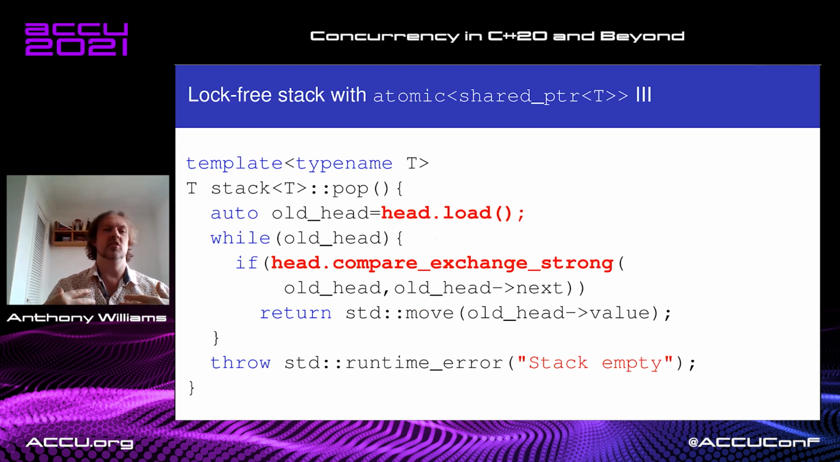And then likewise on pop, you load the old head value, you try and do compare exchange strong. If it succeeds, then you did get the value and you can return the value that you popped. Otherwise, then you didn't get it, so you can loop round again. And if the head was null, then your stack was empty. So in this case, within a throw, you could, of course, use the atomic wait operations because they apply to atomic shared pointer as well to do a blocking pop instead of throwing on stack empty. And if your atomic shared pointer is lock-free, this whole thing is now lock-free. You have a lock-free stack.